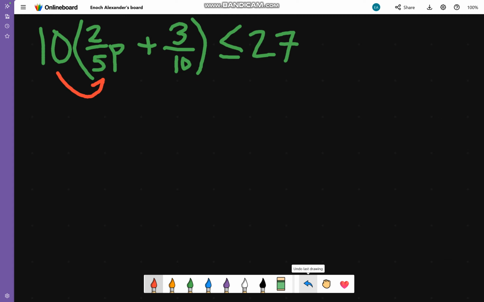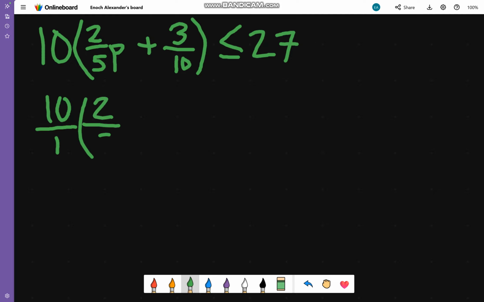So we're going to multiply 10 times 2 over 5p. To make this a little bit simpler, we can turn the 10 into a fraction, 10 over 1. Then we're going to multiply that 10 over 1 times 2 over 5p, and we're also going to take that same 10 over 1 and multiply it times 3 over 10.